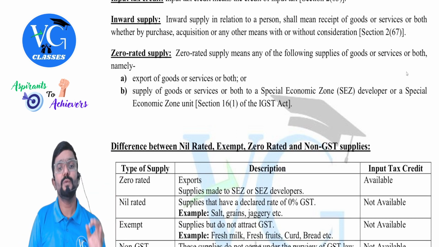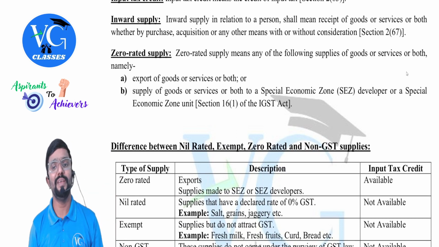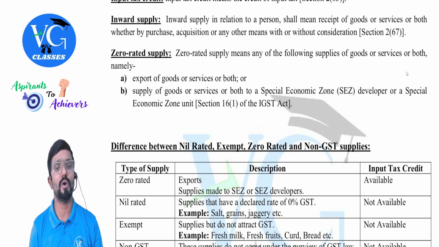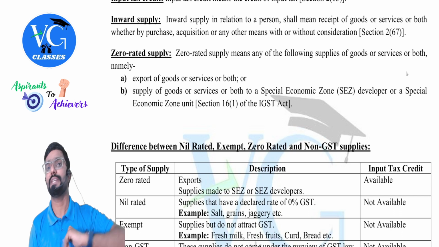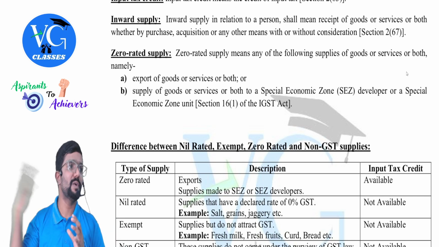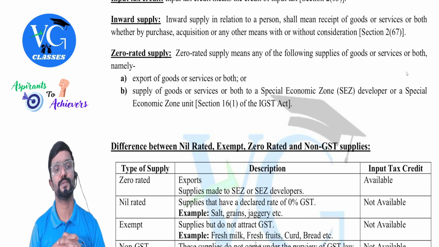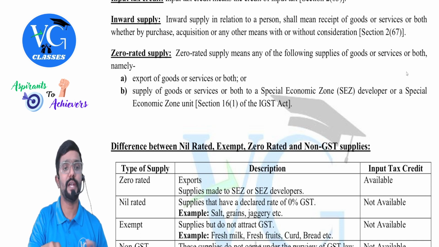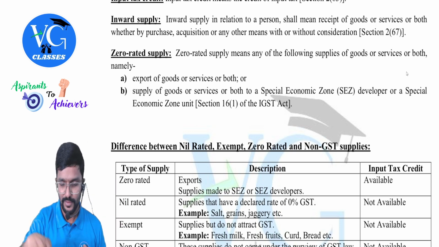Inward supply. Inward supply in relation to a person shall mean receipt of goods or services or both, whether by purchase, acquisition, or any other means, with or without consideration. So in simple terms, inward supply means purchases, guys. Then one more important definition. This is actually important. Mark it.